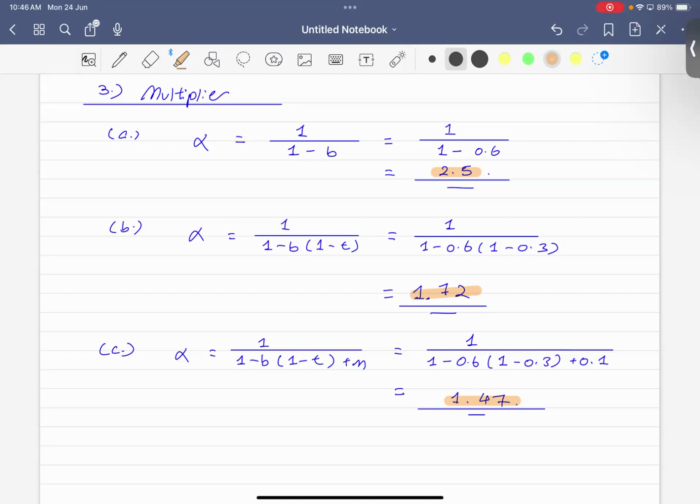Why? Because of the leakage. Because some money is being spent on saving, taxes, and imports. So therefore, the more leakage that we have, the multiplier impacts will become smaller.